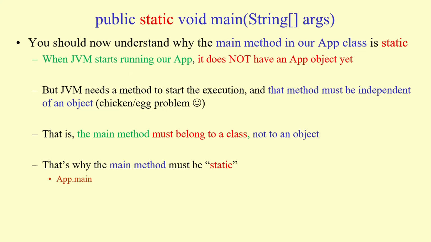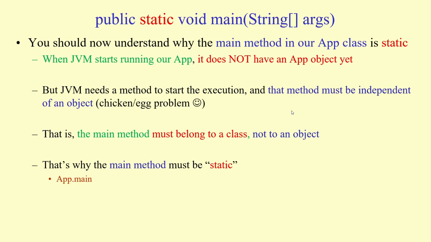So as a last discussion, I'm going to take you back to the beginning of this class where I said the main function should have the prototype of public static. And I said we'll come back to this discussion of why the main function is static. So now I'm hoping that you understand why the main method in our app class is static. Notice that when the Java virtual machine starts running our application, it does not have an app object yet. Actually, it does not have any object yet. But the JVM needs a method to start the execution because this execution has to start somewhere. And that method must be independent of an object.